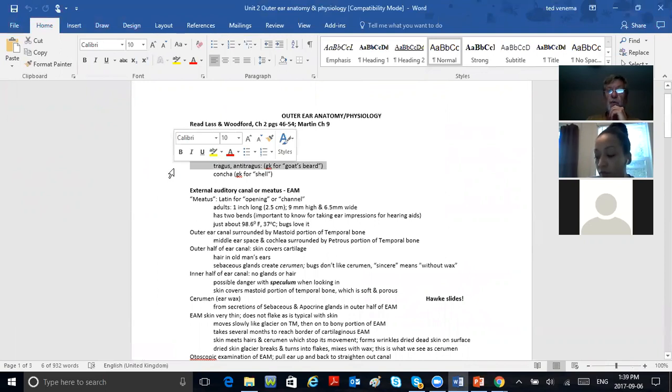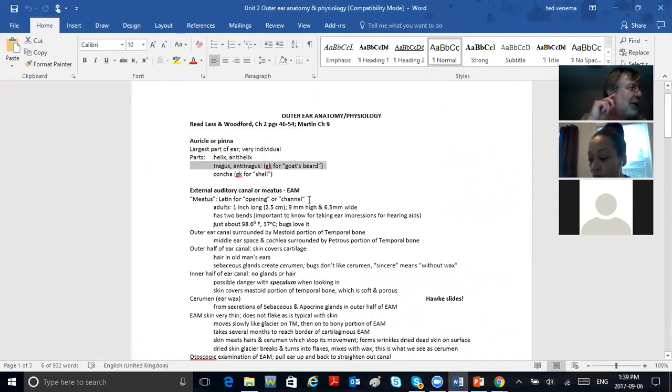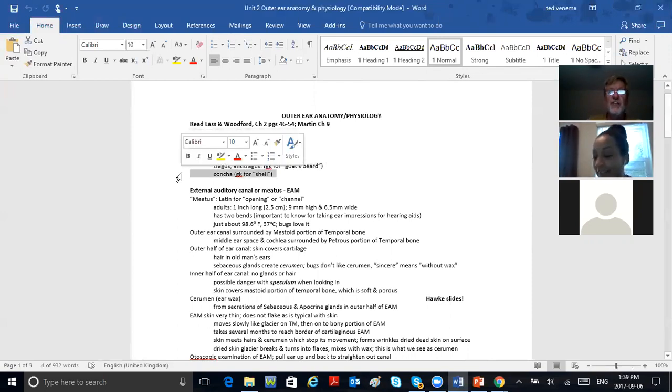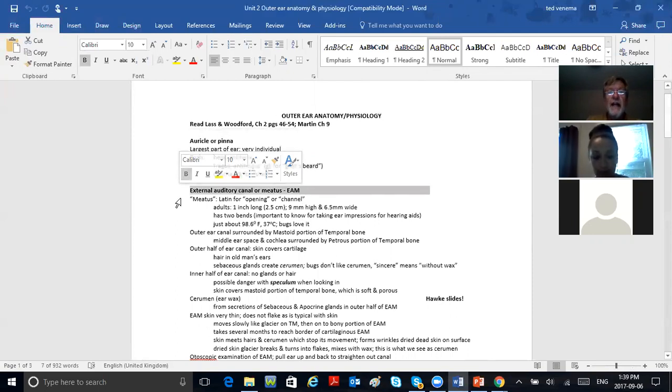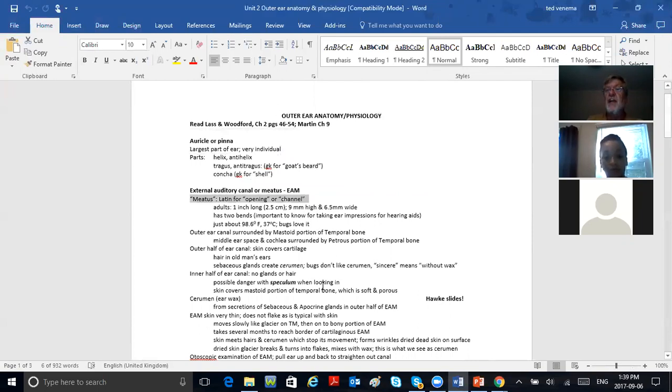Tragus is an interesting word. It means goat's beard. Well, in men, hair grows from behind the tragus. Guess maybe that's why they call it a goat's beard. Who knows? Concha is the Greek word for shell. Anyway, the ear canal, external auditory canal, or meatus. Meatus is the Latin word for opening or channel.